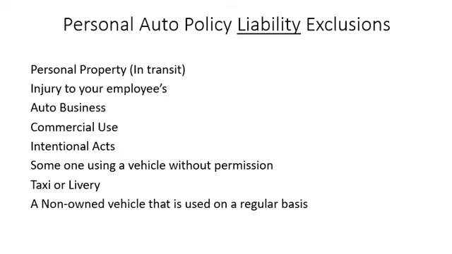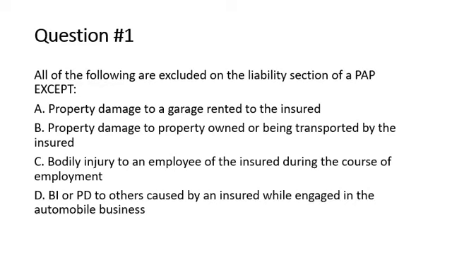So let's go back up to the question here. All of the following are excluded on a liability section of a personal auto policy except. So let's look at answer number A. Property damage to a garage rented to the insured. Usually when I'm tutoring, a lot of the people that I'm tutoring like to get this question wrong, and that's why I selected it.